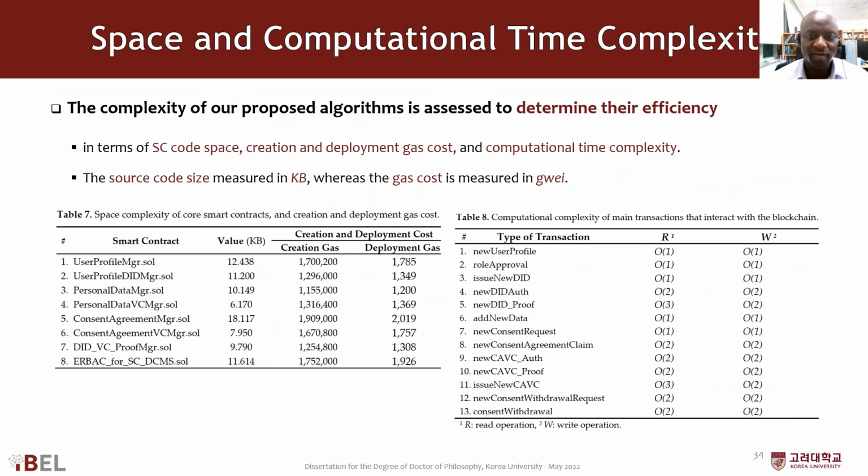The space and computational complexity of our proposed algorithm were assessed to determine the efficiency in terms of smart contract code space, creation and deployment cost, and computational complexity. Table 7 provides the space complexity of 8 main smart contracts with the related creation and deployment gas costs. While in table 8, we provide the measurement of main transactions that interact with the blockchain in terms of writing and reading operation complexity.